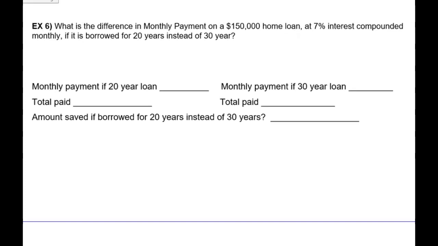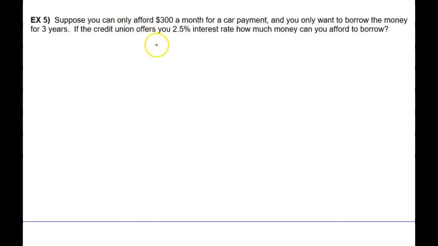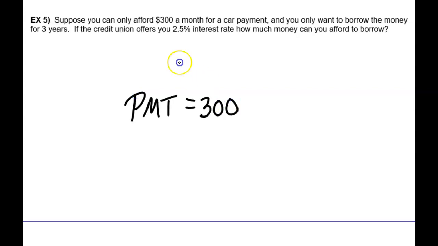Oh, I guess there's 2 more, but 6 I really like. Let's do this one though. This is an excellent thing. It says, suppose you know you can afford $300 a month for a car payment. So how much can you borrow? Would that be a good thing to maybe know how to do it the other way? So our payment is going to be $300. It says we want to borrow the money for 3 years. So that would be, N would be 3 times 12. Interest, it says, is 2.5.